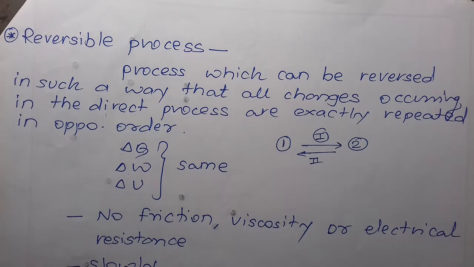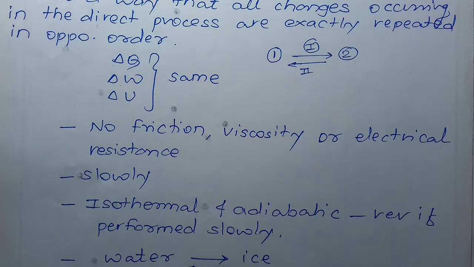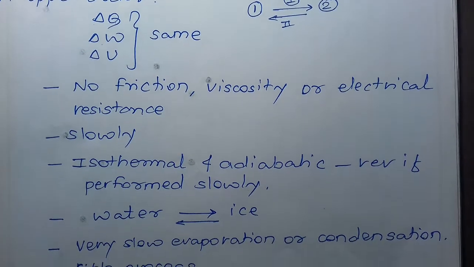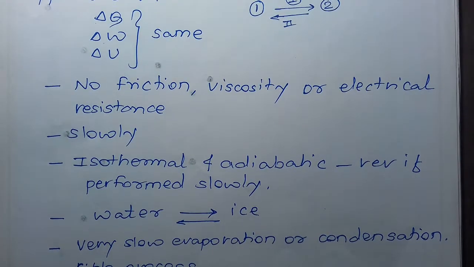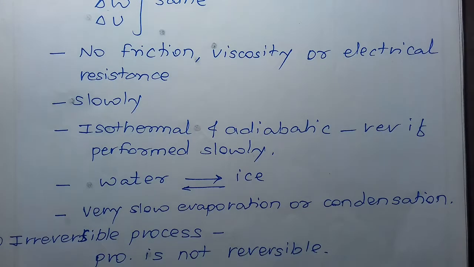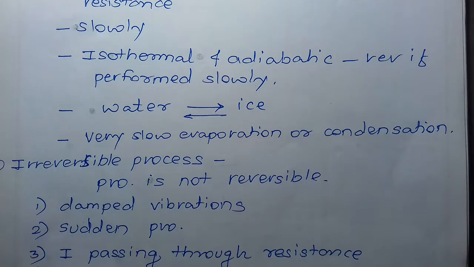Then a reversible process should not have friction, viscosity or electrical resistance. The process should be slow. Isothermal and adiabatic processes, if performed slowly, are reversible. Water to ice, ice to water conversion is reversible. Slow evaporation and slow condensation is also reversible.